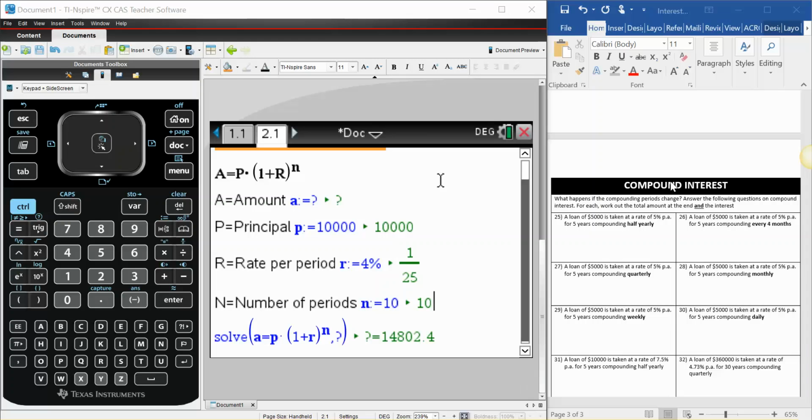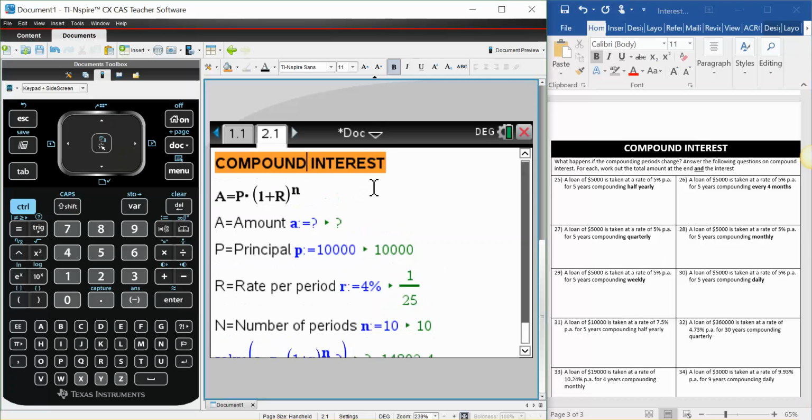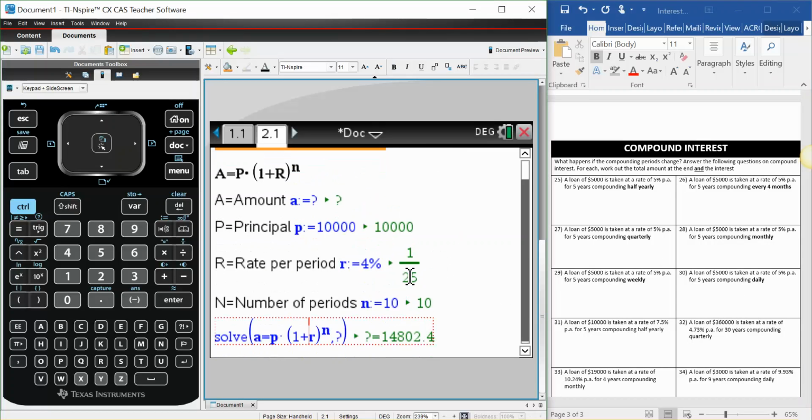When we're doing compound interest, sometimes it is not compounded annually. And in these questions, we talk about when it's compounded half yearly, every 4 months, quarterly, monthly, weekly, daily, and so on. So we're going to talk about how that affects when we're working out compound interest problems. You'll notice that rate says rate per period and N says number of periods. And that's got to do with how many periods there are per year.